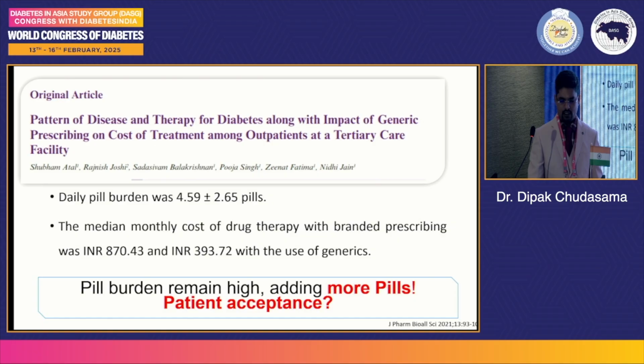Consider the pattern of disease and therapy for diabetes, along with the impact of generic prescribing and cost of treatment among outpatients in tertiary care facilities, where the pill burden remains high. Will adding more pills improve patient adherence? I don't think so.